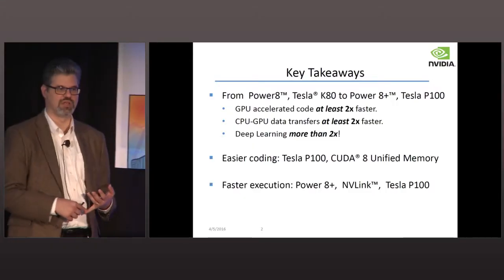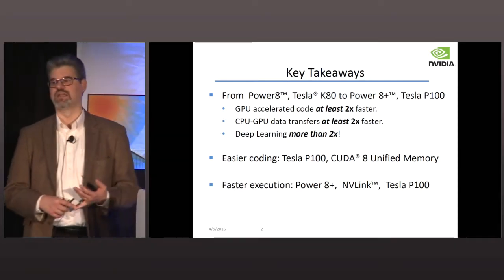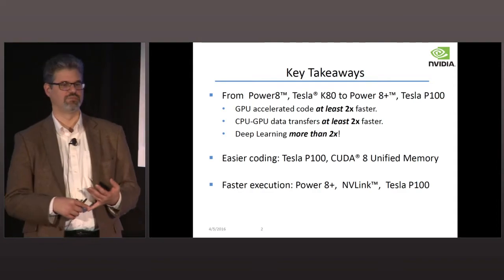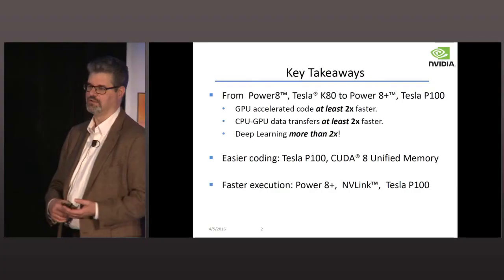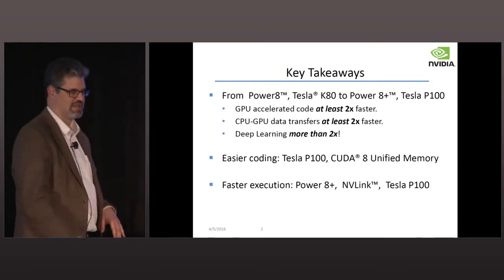But it turns out OpenPOWER with Power 8 Plus and Pascal and NVLink is specially advantaged there, because the higher bandwidth between the CPU and the GPU will automatically be taken advantage of by the unified memory technology. And so your code runs, and it was easy to get there, and by the way, it just runs faster on Power. So these are key takeaways. That's it, I promise not to read any other slides.